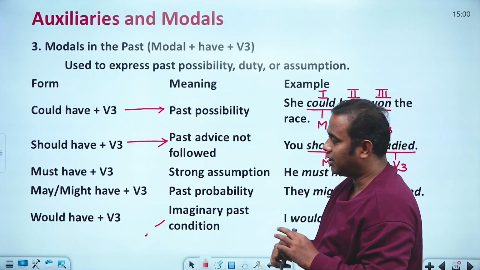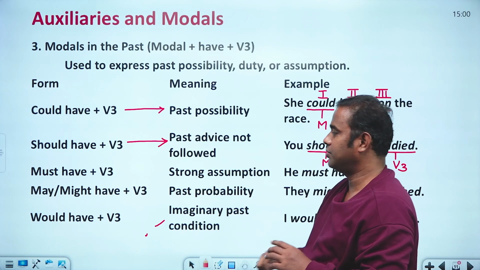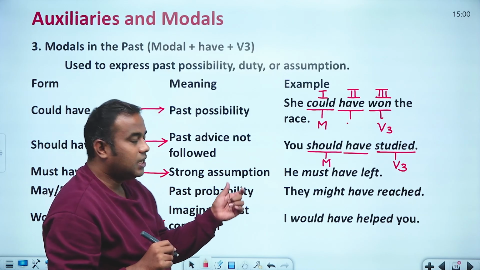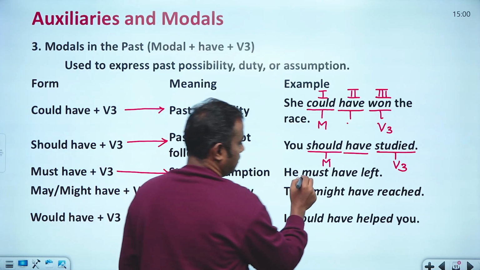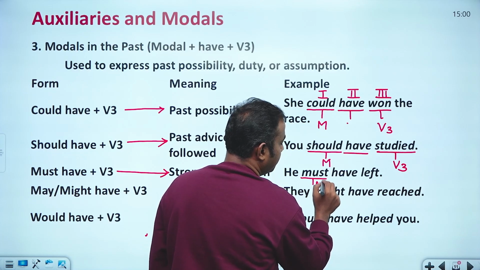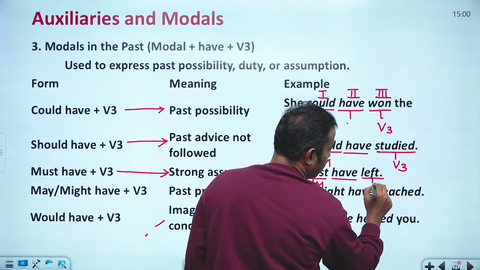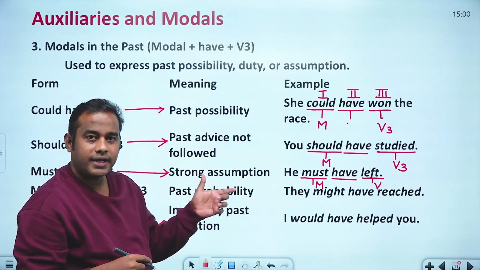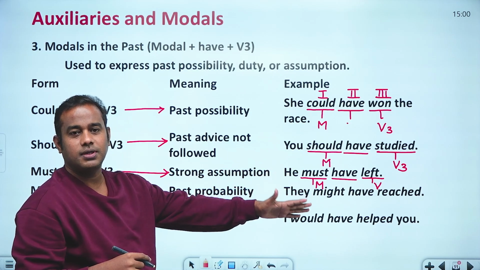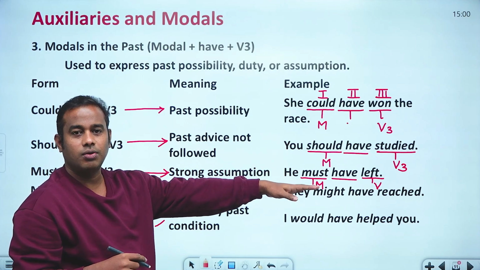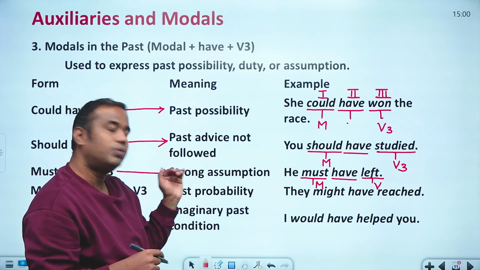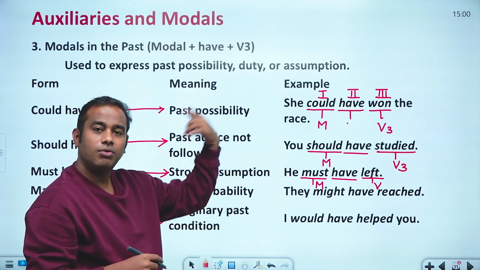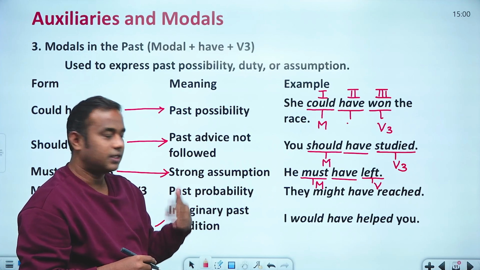Then must have is basically used for strong assumption. So what is strong assumption? He must have left. This is the modal verb, have is already there, then left is the verb here. This is strong assumption, meaning you know 100% what is going to be the outcome of the next event. In that place you should be using this. He must have gone, must have come, must have left.